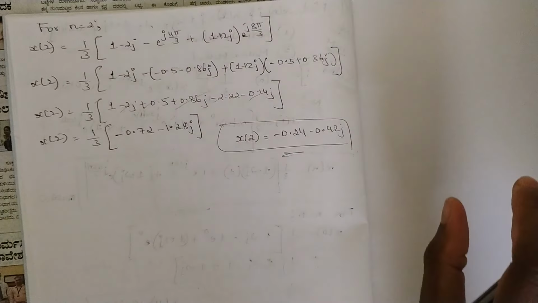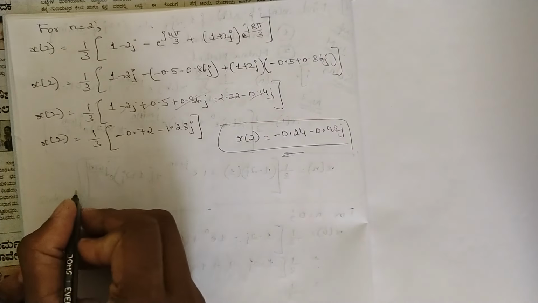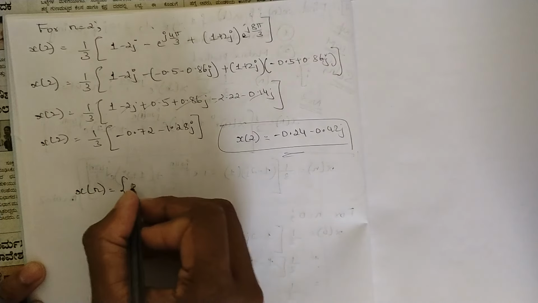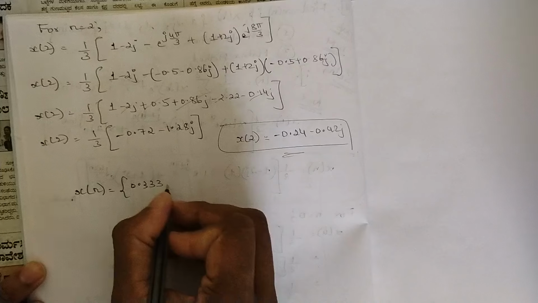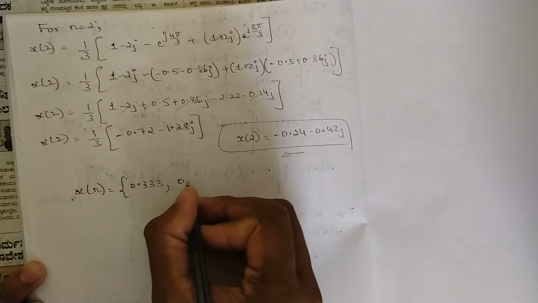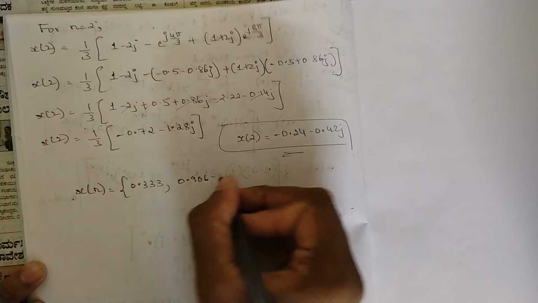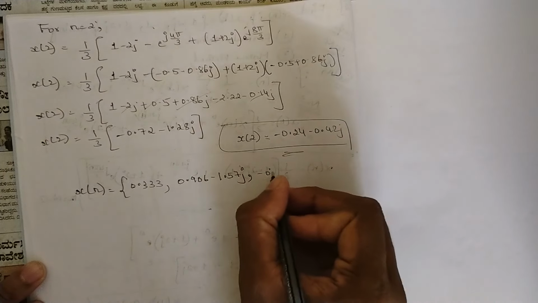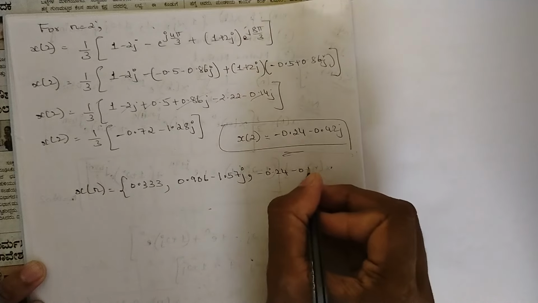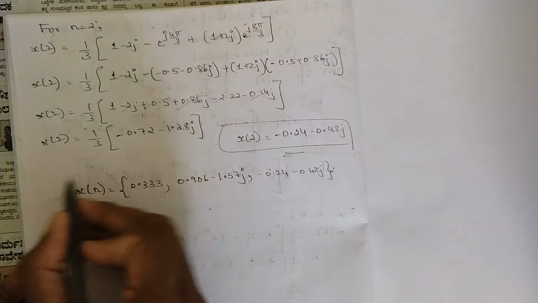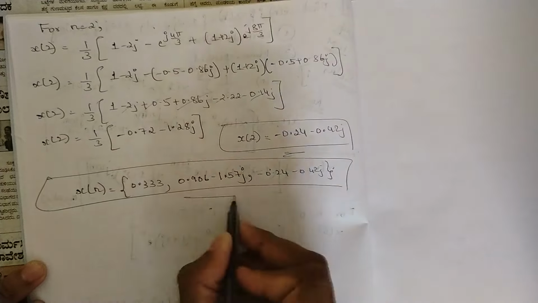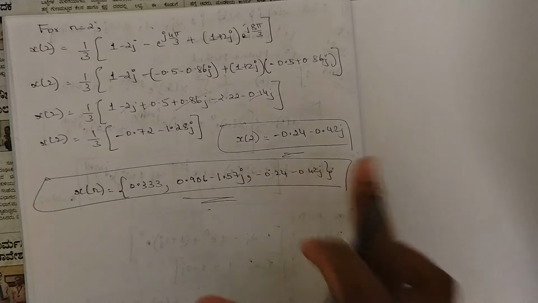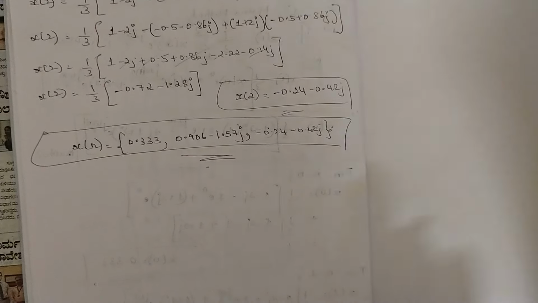Now let's write the final sequence, that is x of n is equal to 0.333 is the first value. Then we have 0.906 minus 1.57j. Last value is minus 0.24 minus 0.42j. So this is our answer using the formula method. Now using the matrix method we are going to solve this, and the same answer you should be getting. Let's see whether we get the same answer.